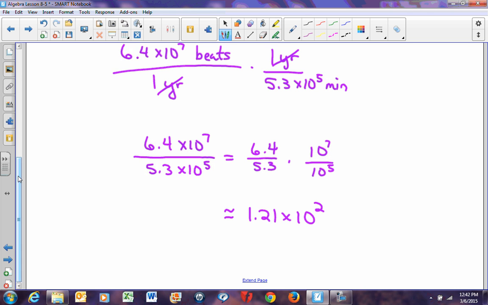to the 2nd. I normally wouldn't answer a real-world problem in scientific notation when it can be written fairly simply in standard form. So 1.21 times 10 to the 2nd in standard form is 121. So 121 beats per minute.